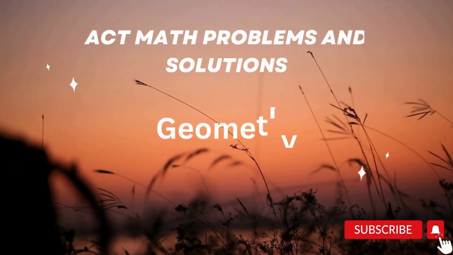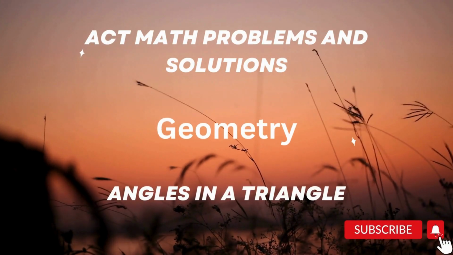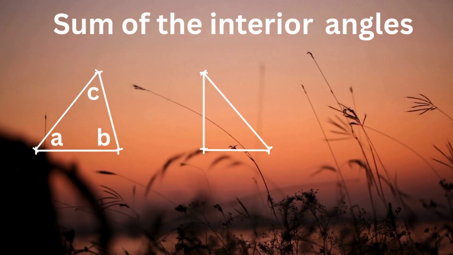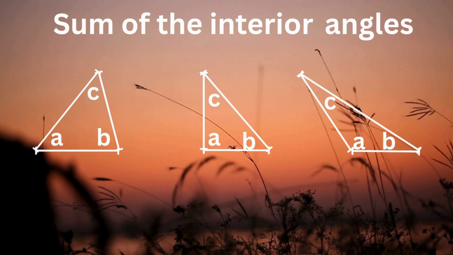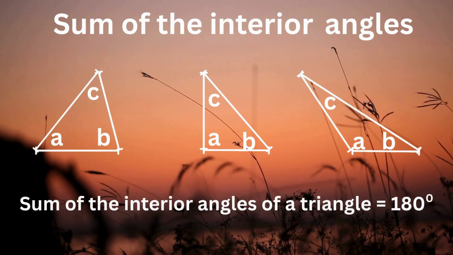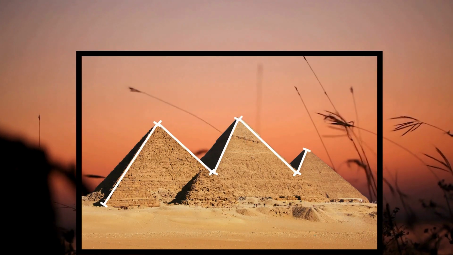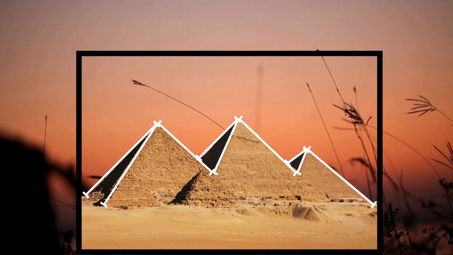Today, we're diving into some ACT math geometry, specifically angles in triangles. Alright, let's warm up with the basics first. We all know that the sum of the three interior angles in any triangle is 180 degrees. Now here's the fun part. How do those angles change when the sides change?